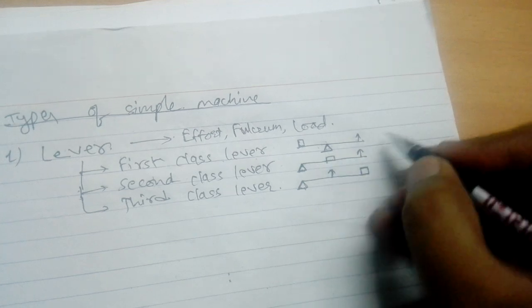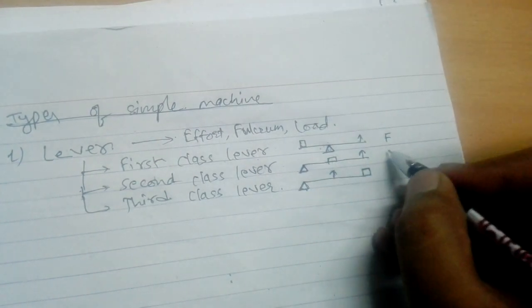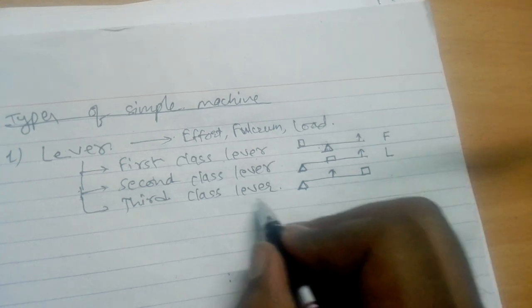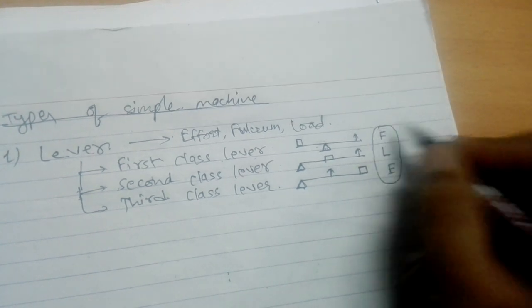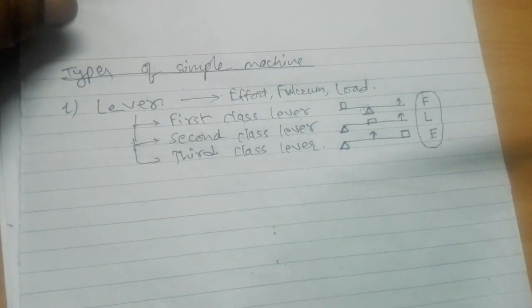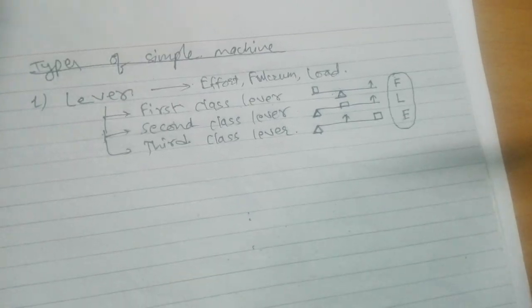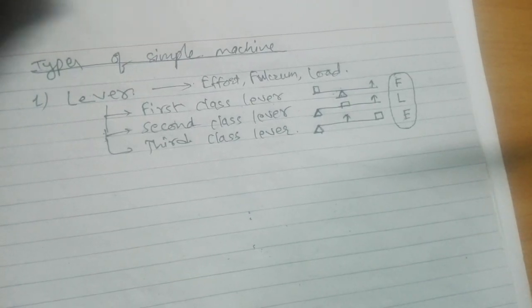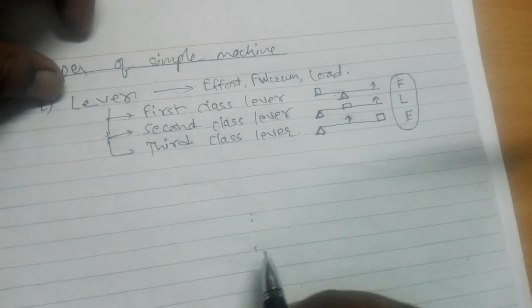First class lever has fulcrum in center, yes, and second class lever has load in center, and third class lever has effort in center. See, you get it. FLE, flee, you won't forget it. Okay, now your task is to collect different specimens of lever and classify them whether it is first class lever or second class lever or third class lever.